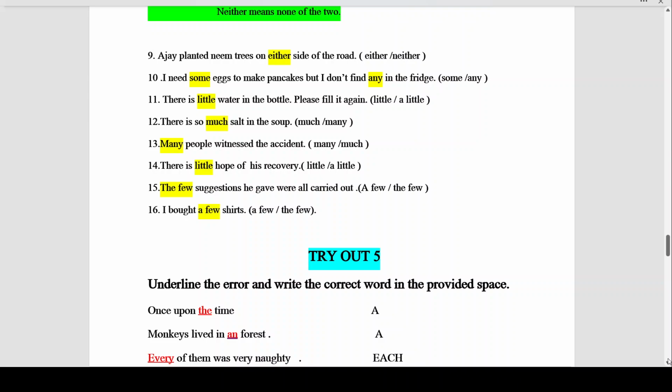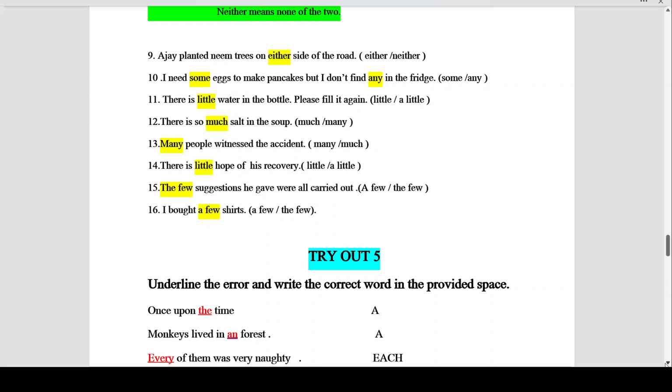Number 15. The few suggestions he gave were all carried out. Why not a few? Because whatever few suggestions he gave were all carried out. Therefore, the specific few suggestions he gave were all carried out, because we use the definite article the for something specific. Number 16. I bought a few shirts. So, I will use a few shirts here.